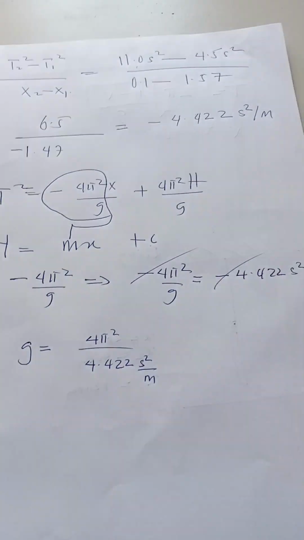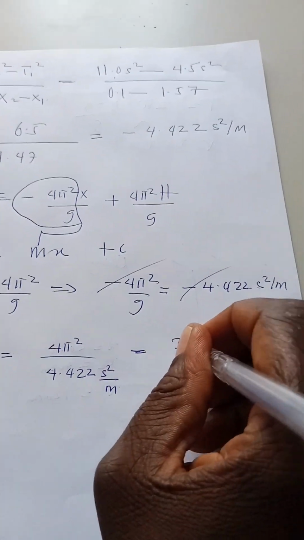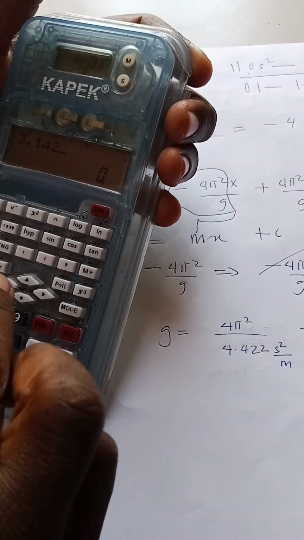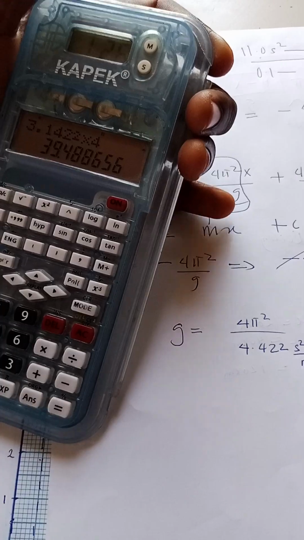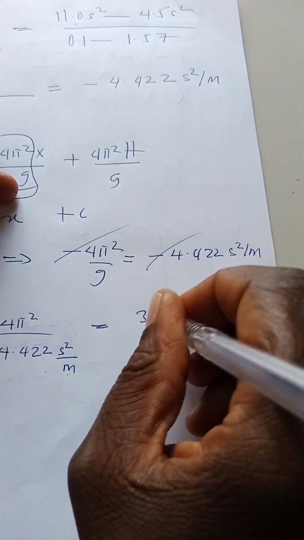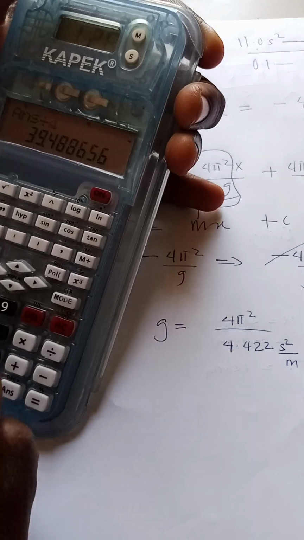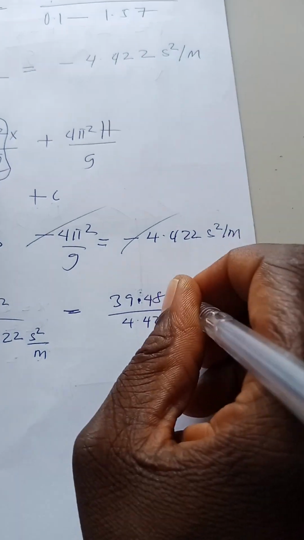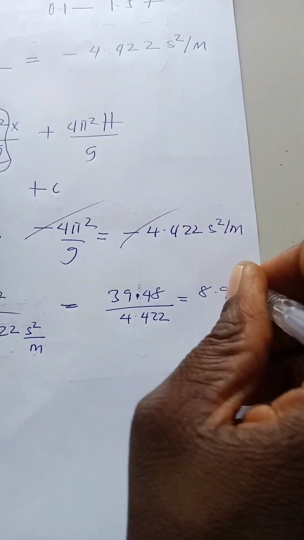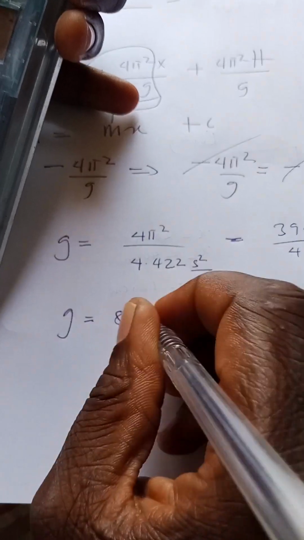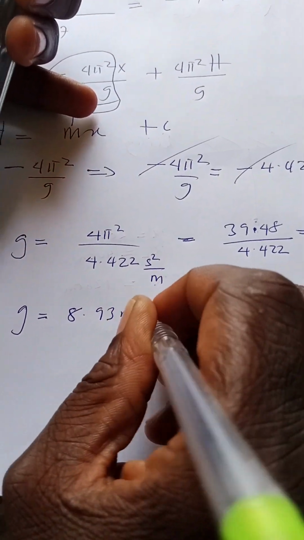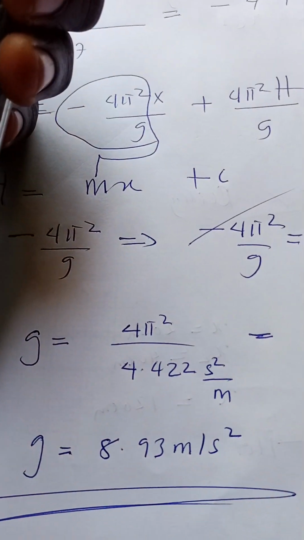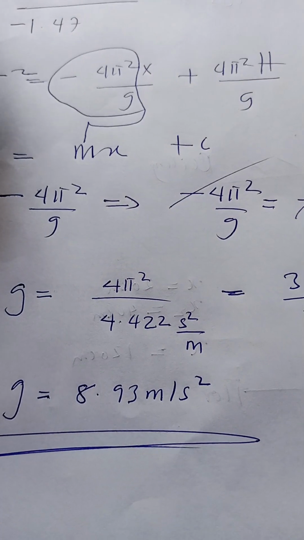Minus will cancel minus. We already know that. So this will give us 4 pi squared, which is 3.142 squared times 4, is 39.48. 39.48 all over 4.422 will give us 8.930. So therefore g is 8.930 meters per second squared. This is the value of acceleration due to gravity in Taraba State University Physics Laboratory, as we have computed it.